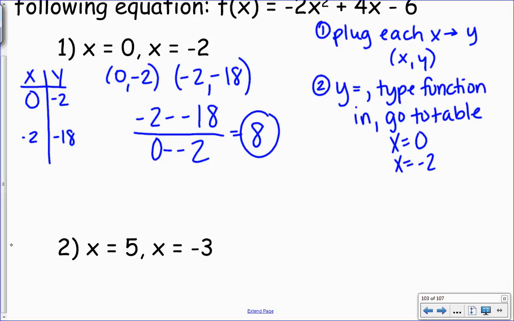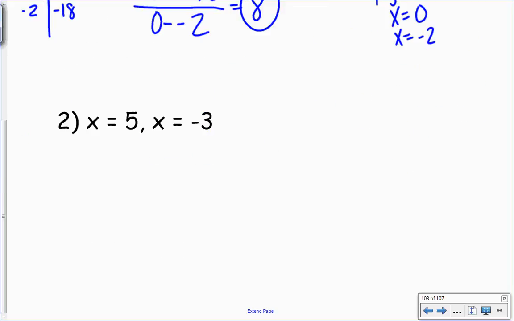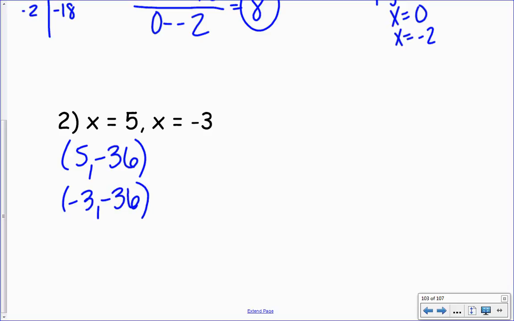Okay, same thing with this one. You should already have y equals in your calculator, so now it's just a matter of looking for these specific x values. So where x is 5, that gives me the ordered pair 5, negative 36. Where x is negative 3, that also gives me negative 36. So remember, if you're kind of confused at that part, why is it giving me the same value? Remember, with that quadratic, at that vertex, it turns and starts going the same way again. So that's where those ordered pairs start repeating.